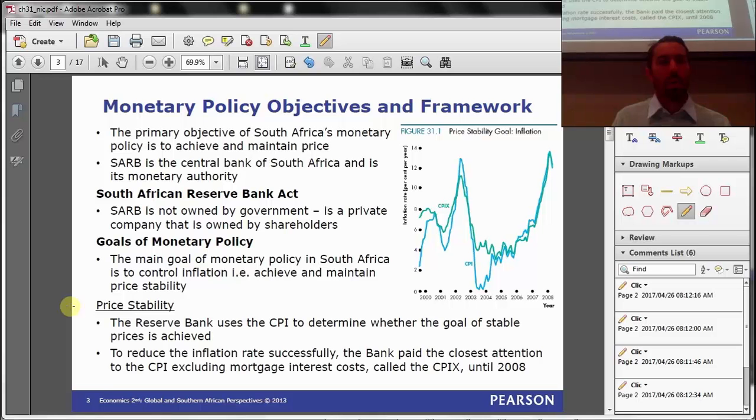Okay, so what are the objectives? Well, the primary objective is price stability. Achieve and maintain price stability. Okay, it doesn't say it here, but it should. Price stability. Okay. And who does it? It's the South African Reserve Bank, or the SARB. The SARB is our monetary authority, and they're the ones that are in control of our monetary policy. Primary objective, price stability. Secondary objective?